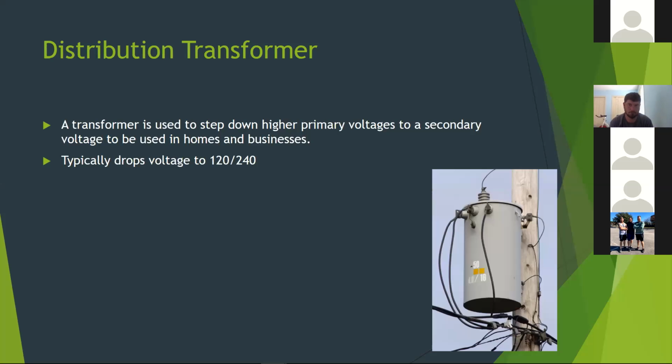You have your distribution transformers. That's where you're taking your primary voltage and converting it to a secondary voltage, which is lower, for homes and businesses. It's typically 120/240 to a home, a little higher for industrial businesses, things like that. We'll discuss that later.